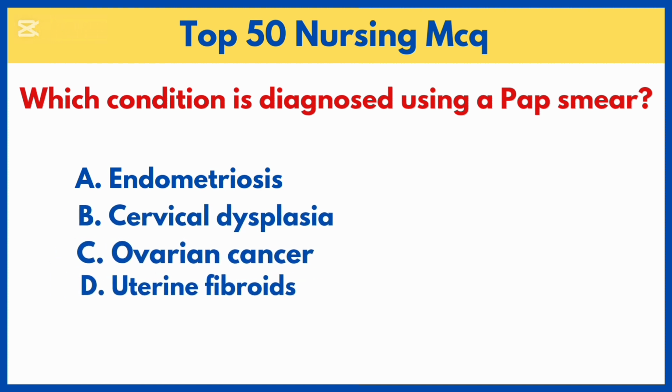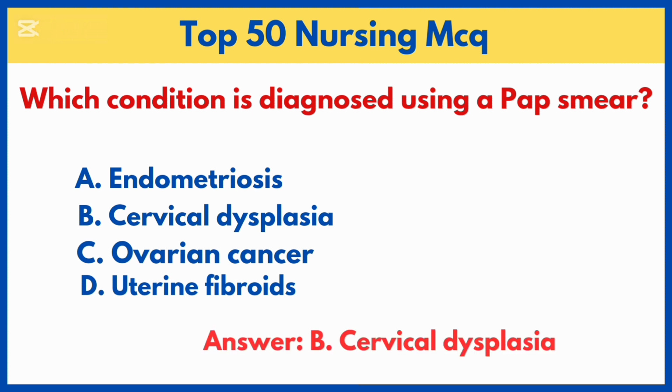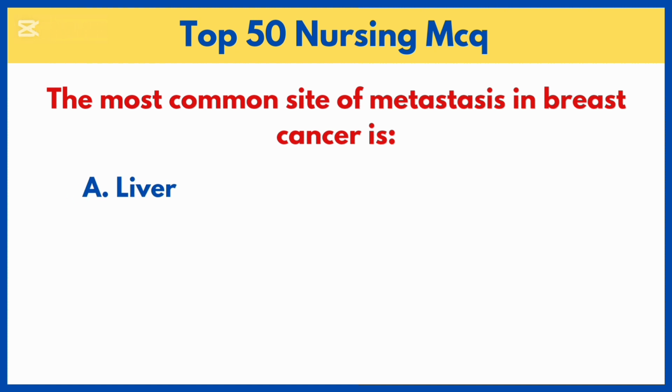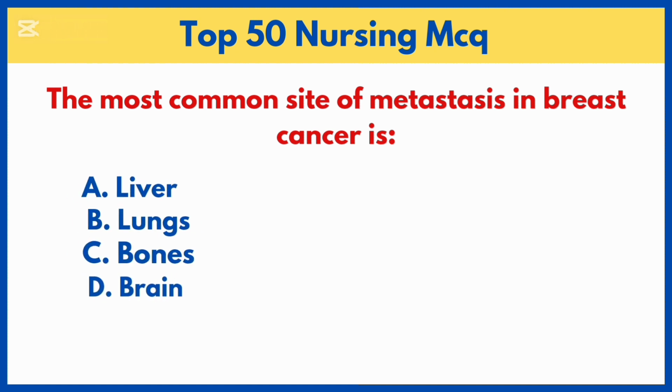Which condition is diagnosed using a Pap smear? Correct answer is option B. Cervical dysplasia. The most common site of metastasis in breast cancer is. Correct answer is option C. Bones.